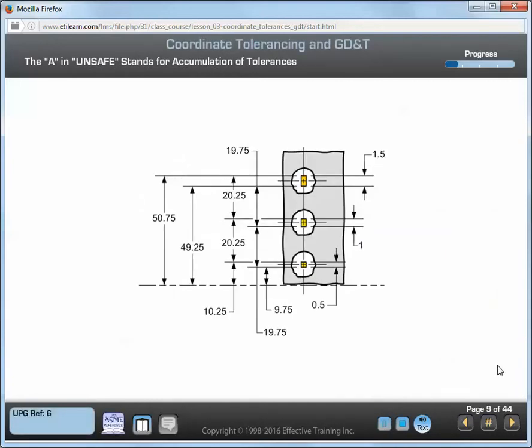Accumulation of tolerances. Coordinate tolerancing can result in tolerance accumulation. In this figure, the total deviation in the vertical direction for the lower hole is 0.5. The allowable deviation in the vertical direction for the top hole is 1.5 because it includes the tolerance accumulation from the lower two holes. Where coordinate dimensioning includes the use of chain dimensions, the tolerances from each dimension in the chain accumulate. The tolerance accumulation can cause problems for the function of the workpiece.